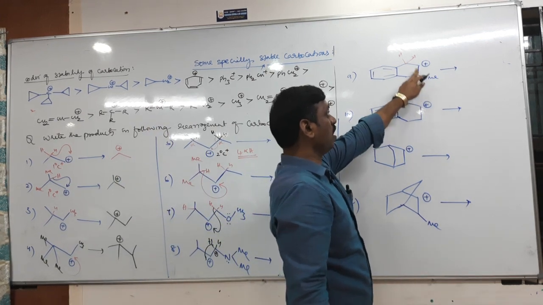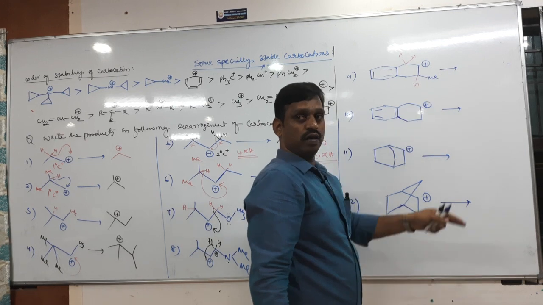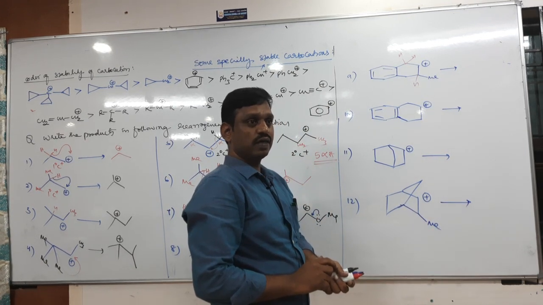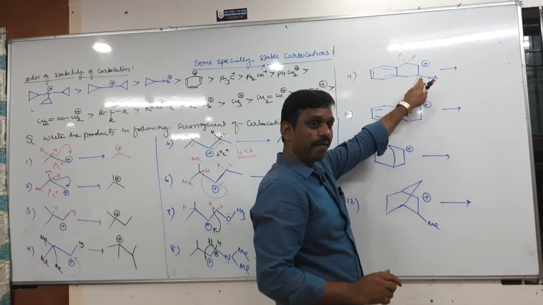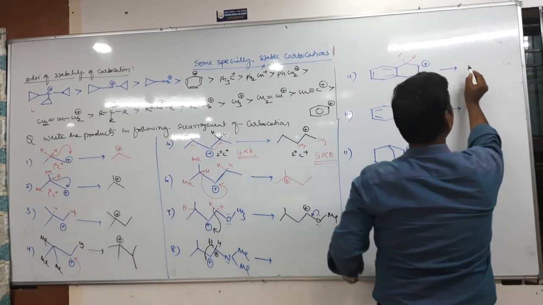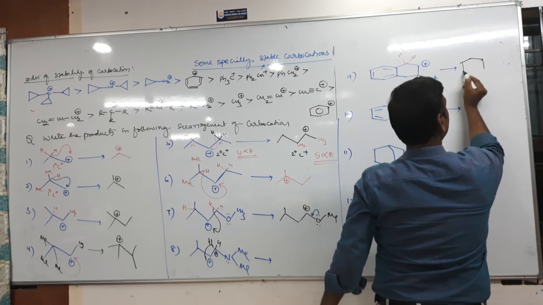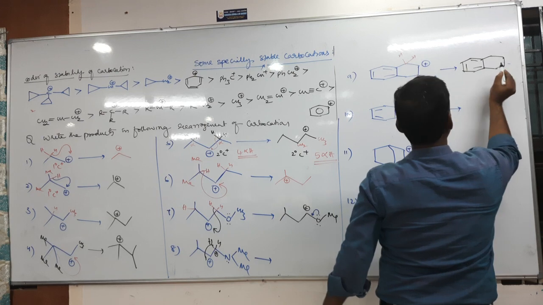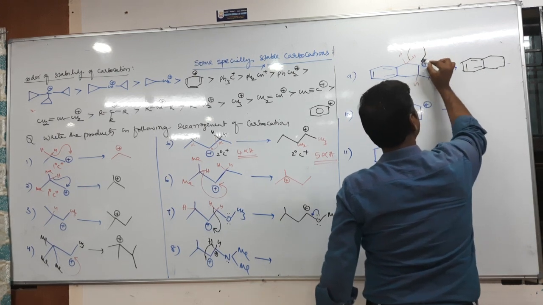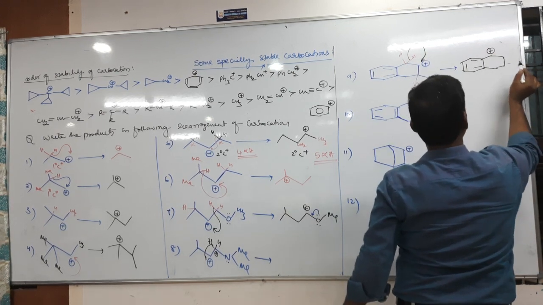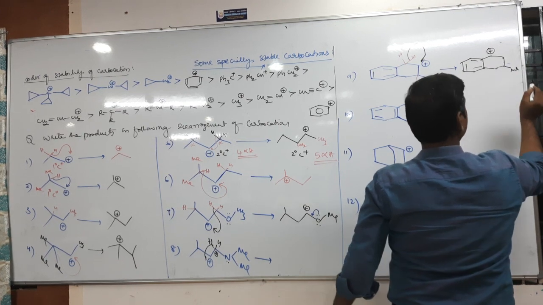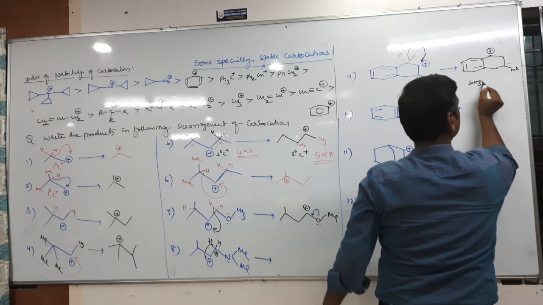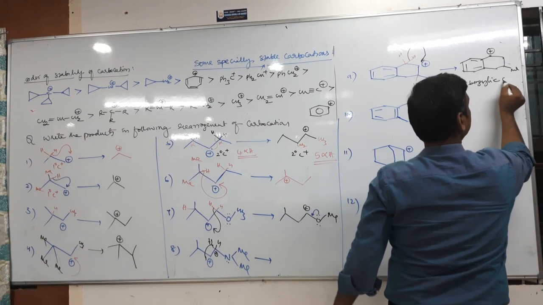Either this methyl or this methyl only. Why? It becomes tertiary, right? But not. Why not? The reason is, if this hydrogen shifted here, you will get the carbocation here. Let it be this methyl same. Then this carbocation is a benzylic carbocation.